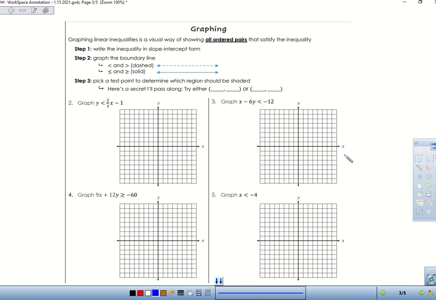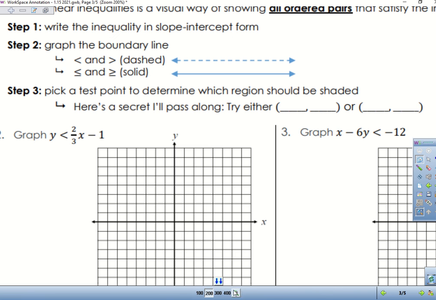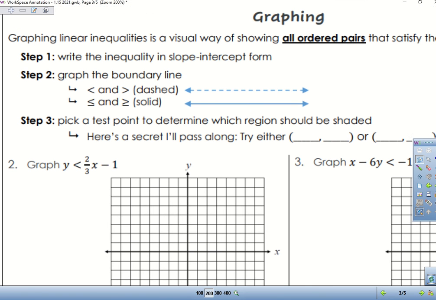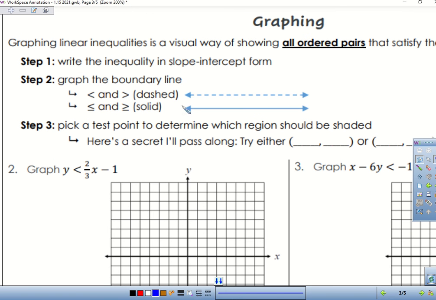So, graphing linear inequalities is a visual way of showing all ordered pairs that satisfy the inequality. So step 1 is to write the inequality in slope-intercept form. Step 2 is to graph the boundary line. So this is really important. Your lines can either be dashed or solid based on the inequalities. So if you can't see what I'm saying, you have a copy of this too, but basically if you use a less than or greater than sign, you use a dashed line. And if you use a less than or equal to, greater than or equal to sign, you use a solid line. So that's going to determine on your graph which line you use.